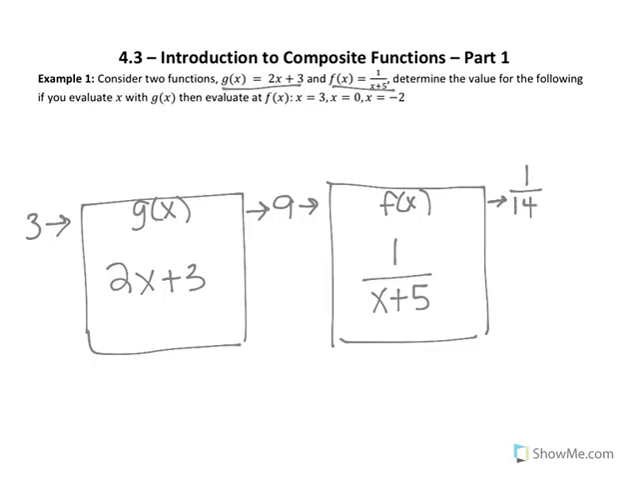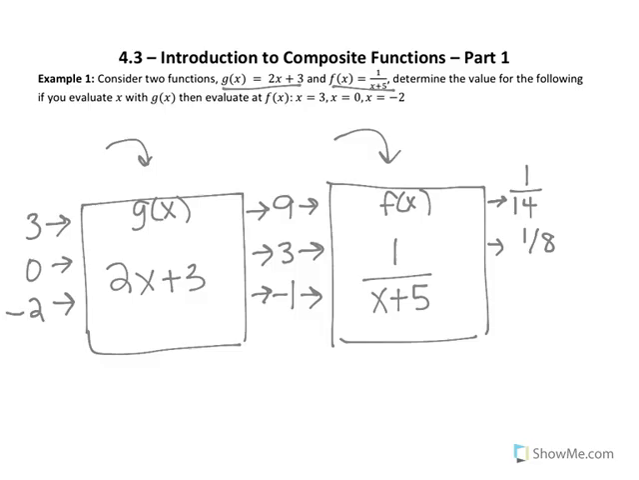So this function does the first thing, and then this function does the second thing. If I plug a 0 into this function, it's going to come out as 2 times 0, which is 0, plus 3. Comes out as a 3. Then I plug it into the second function, and it comes out as 1 over 8. If I plug a negative 2 into this function, it comes out as 2 times negative 2 is negative 4, plus 3 is negative 1. And then if I plug this into the next equation, it comes out as 1/4.